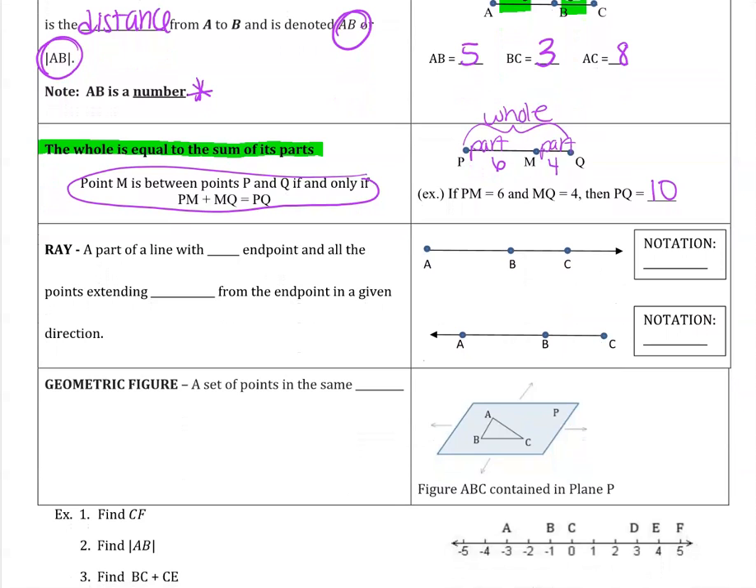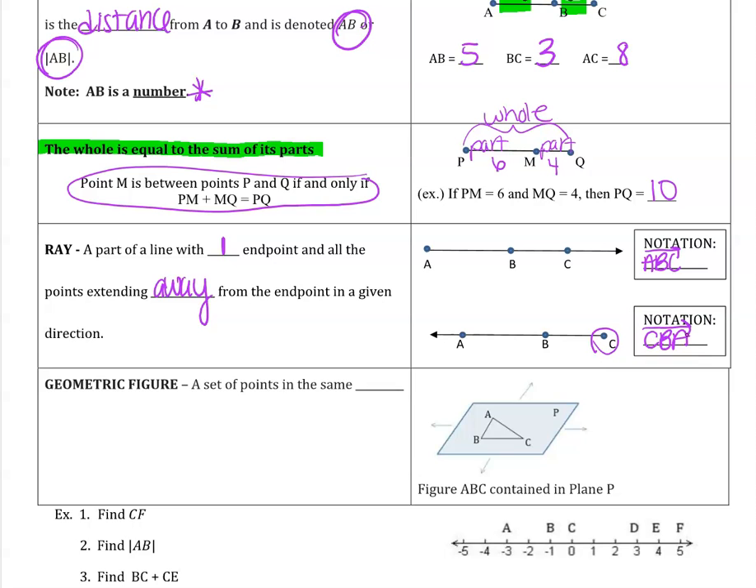All right, we didn't talk about this last unit, but you should recognize this from middle school. A ray is part of a line with one endpoint and all the points extending away from that endpoint in a given direction. This would be the notation ABC. The endpoint in the next ray is CBA, so I'm going to start with C, endpoints at C, and then draw the arrow to the right because everything's extending towards A.